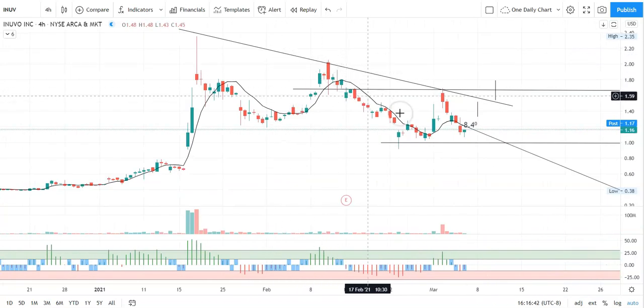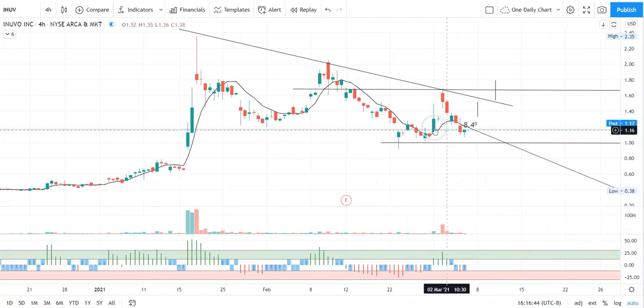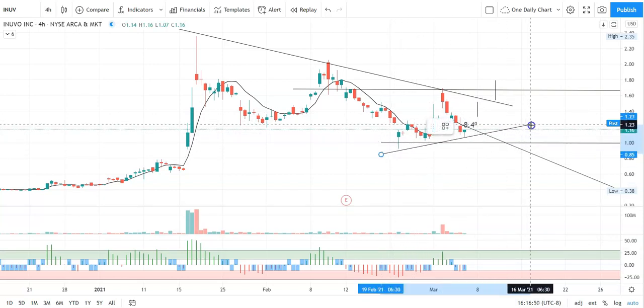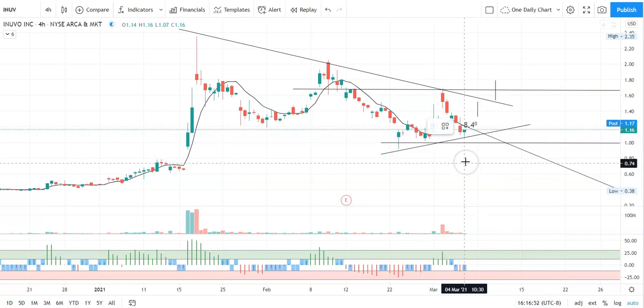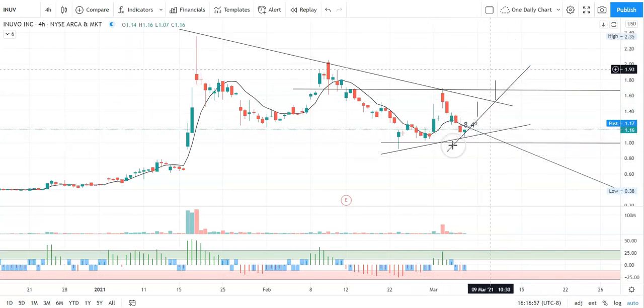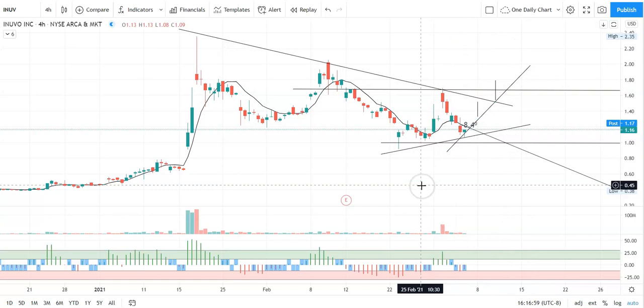When the market's dropping, we want to stay out. We want to wait for it to be a confirmed uptrend. And until that happens, just like I pointed out here, this is another wait and see stock for me.